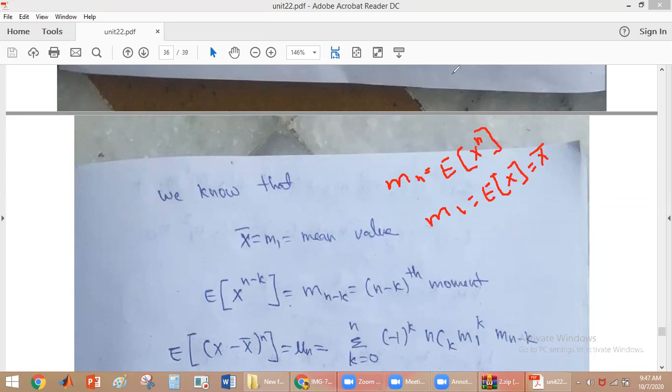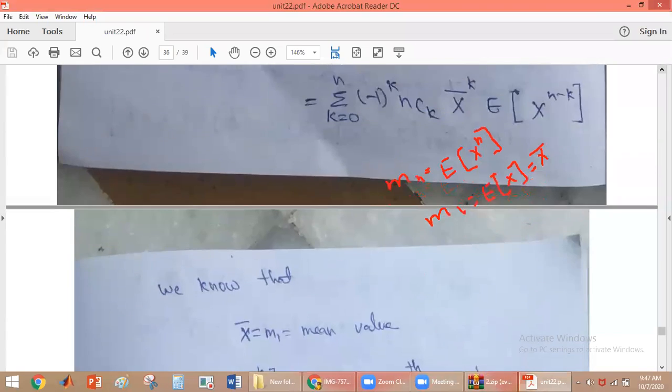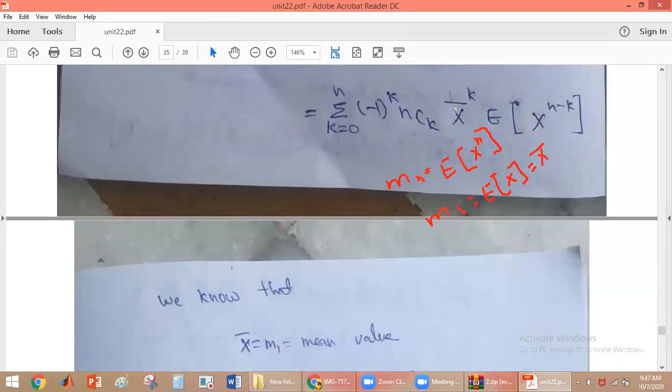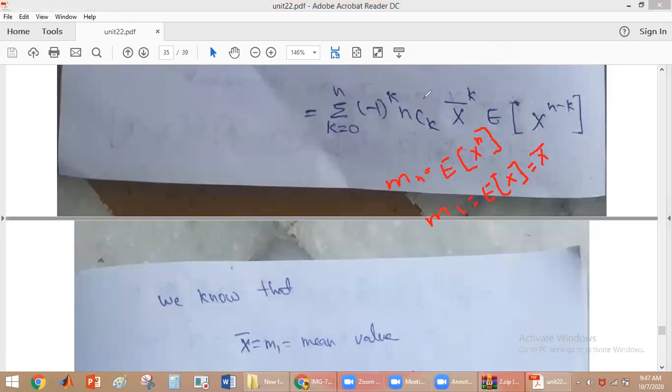So in the previous equation, if you observe, what is x bar? x bar is nothing but m 1. So x bar power k is nothing but m 1 power k. Now the expectation of x power n is m n. In the place of n, what we have is n minus k, so this becomes m n minus k.